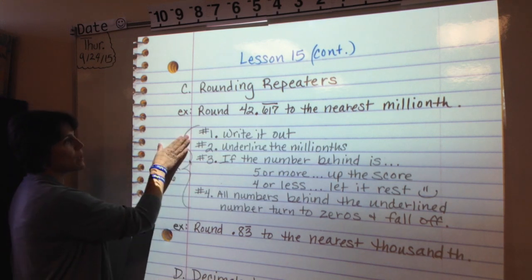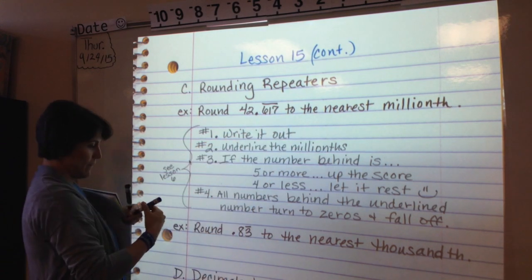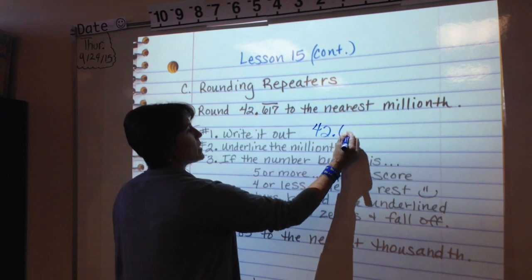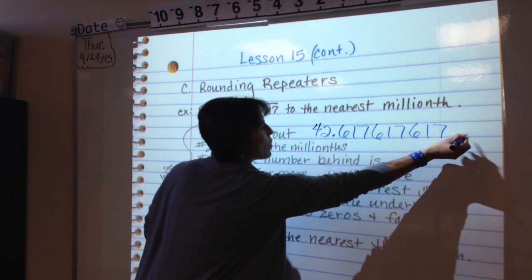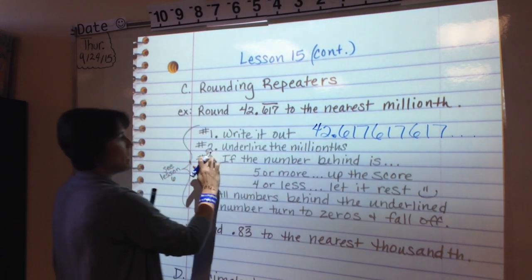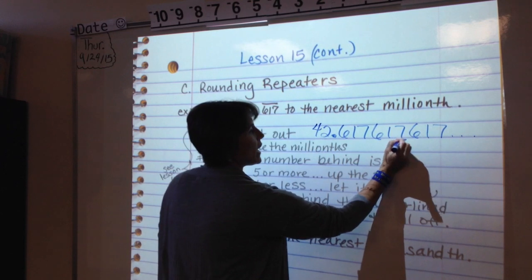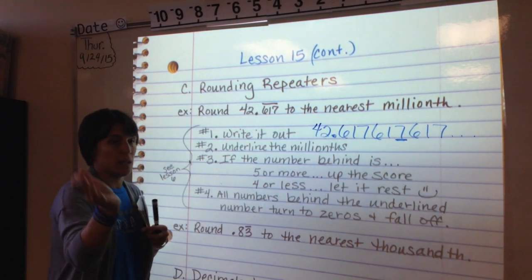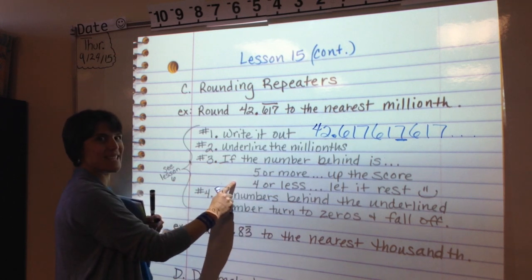Okay, so first thing we do is we write it out, because this is not the actual terminating ending of the decimal. It keeps going, doesn't it? So it's 42.617, and it keeps going on forever. And then number 2, we underline the millionths place. 1, 2, 3, 4, 5, 6. Tenths, hundredths, thousandths, ten-thousandths, hundred-thousandths, millionths. So we underline the millionths place.